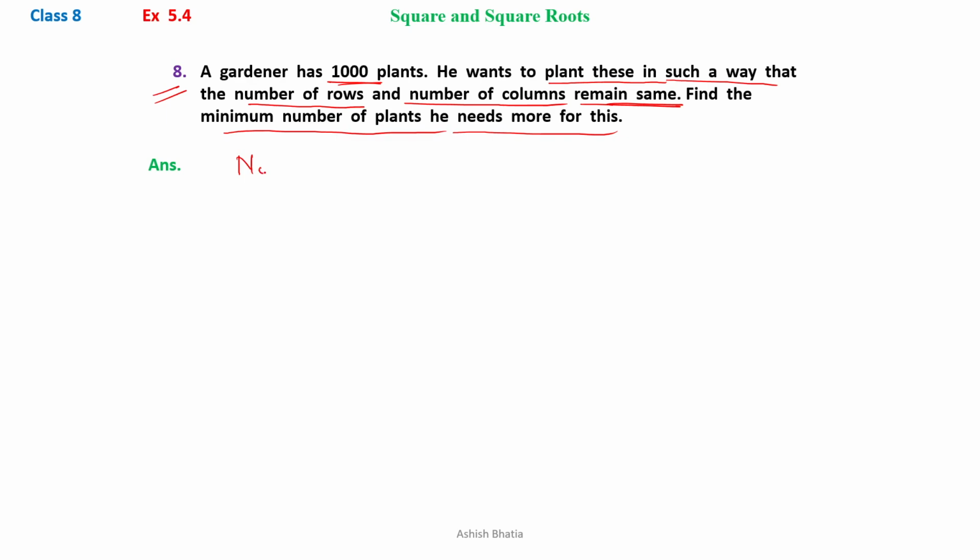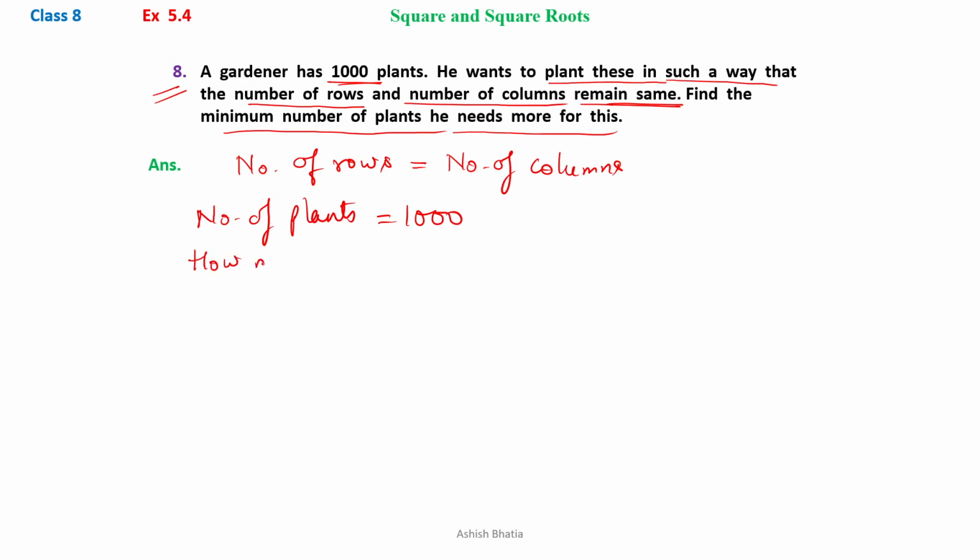So we can see that the condition given here is that number of rows is equal to number of columns, and the given number of plants with him is 1,000. Now we need to find how many more he needs. That means what should be added.